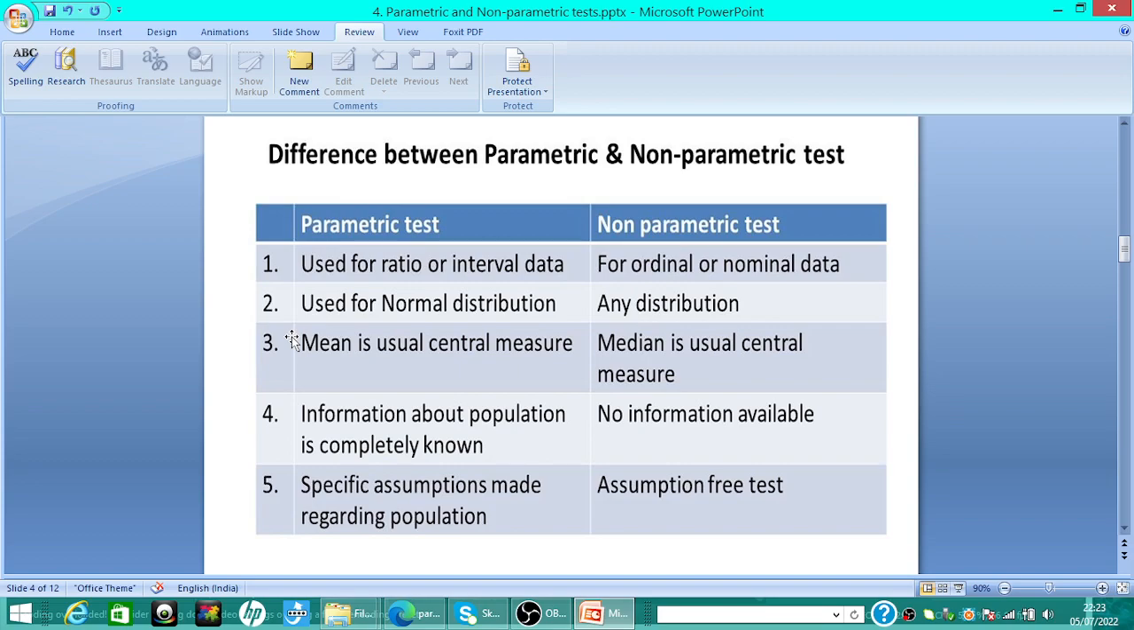In a parametric test, specific assumptions are made regarding the population, whereas non-parametric tests are assumption-free tests. So there are no assumptions, no suppositions in the non-parametric test, but there are assumptions in the parametric test. So certain things are very clear.